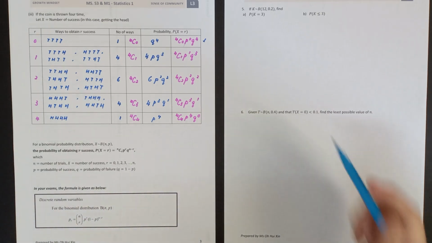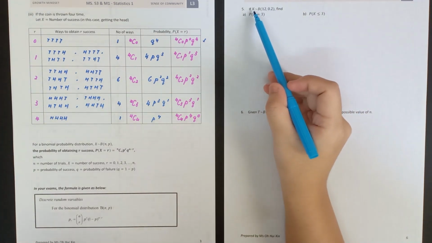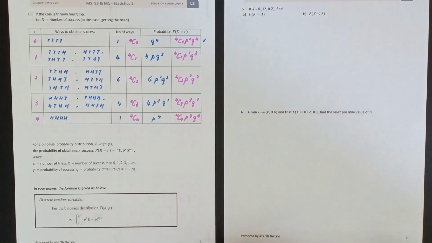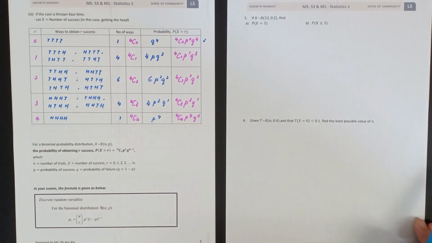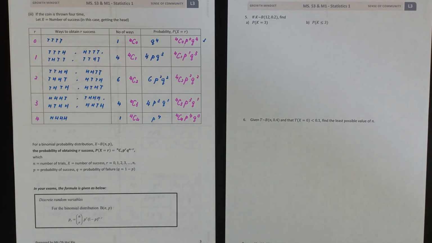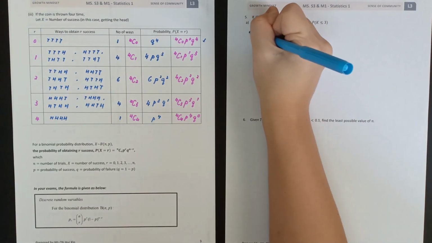Okay, number 5, k is a variable. It's a discrete random variable that you are given in the question. B means binomial, 12 is the n that you have, and 0.2 is your p. You want to find the probability when k equals 3, which is very easy.